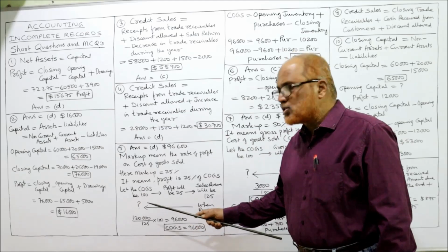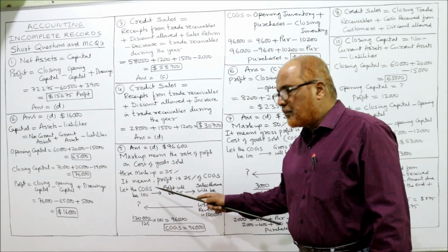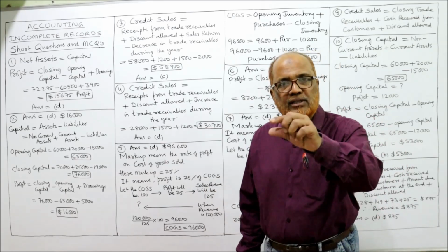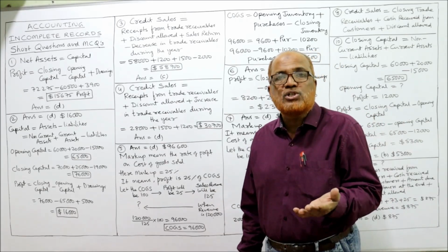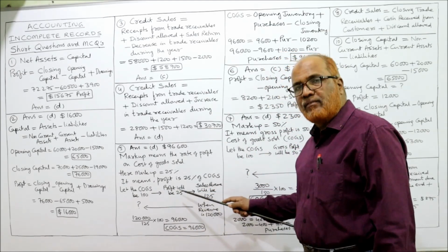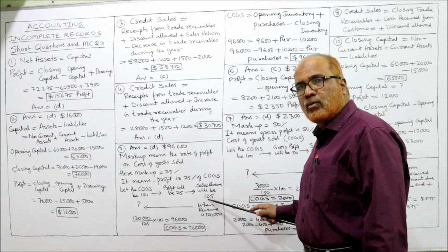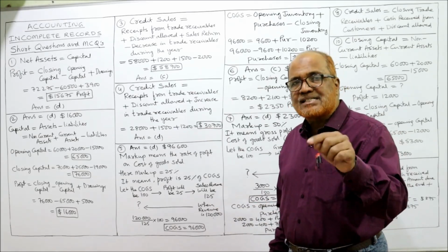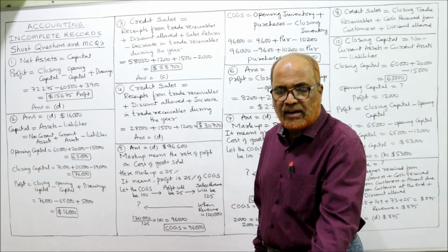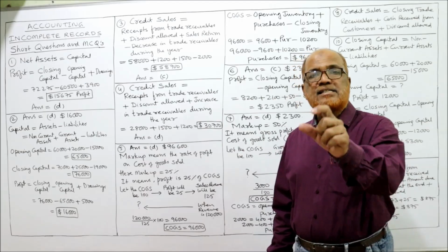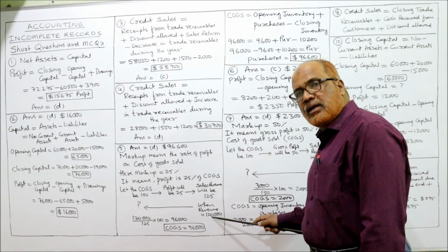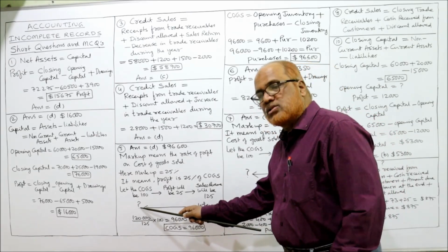So here we have supposed cost of goods sold as 100, profit 25, so sales will be 125. We got the equation on our supposition: COGS 100, profit 25, sales revenue will be 125, right? But the sales revenue given in the problem is 1,20,000. So when revenue is 1,20,000, how much would be the cost?